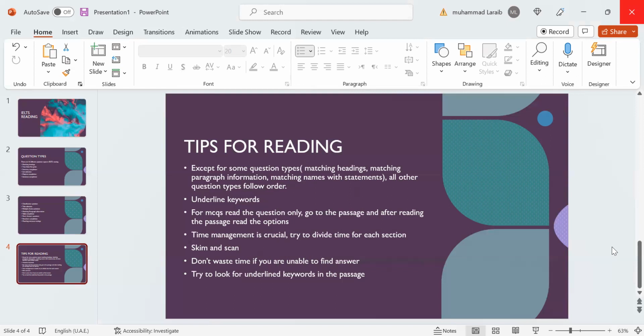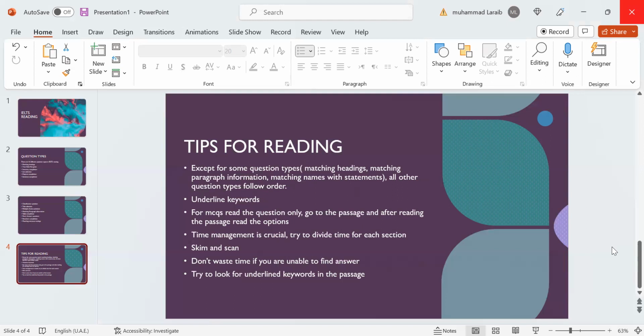As I mentioned, try to look for underlined keywords in the passage. So this is how you will be able to achieve a good band score in the IELTS reading exam. Otherwise, it will be very difficult for you, because there are a lot of questions and you will not be able to find the answers to each question if you're not following a particular pattern.